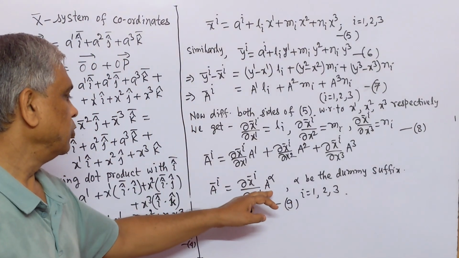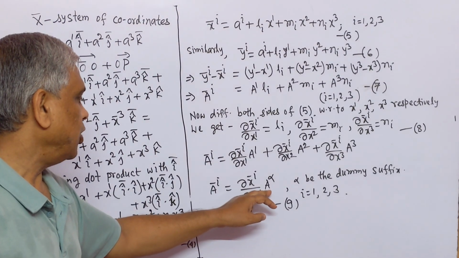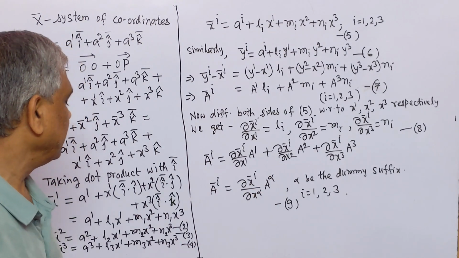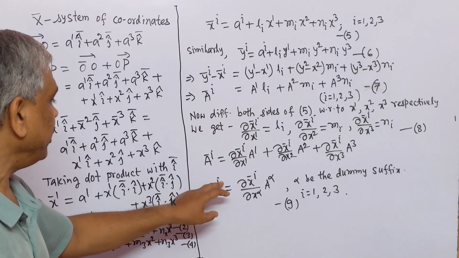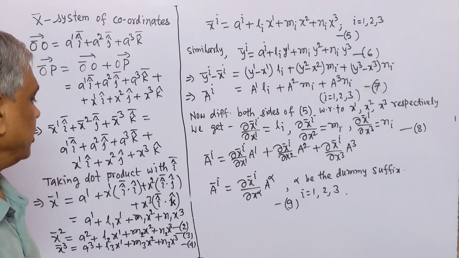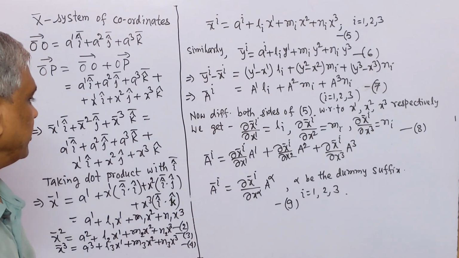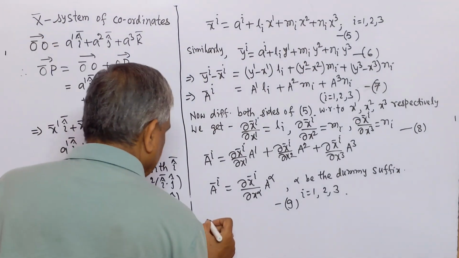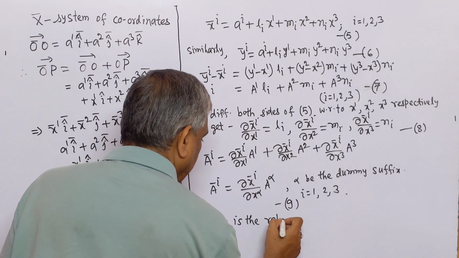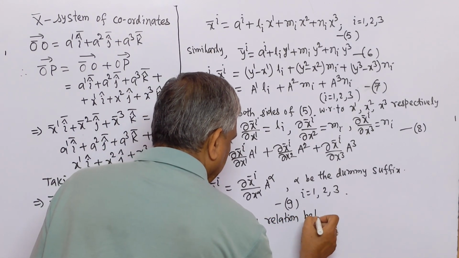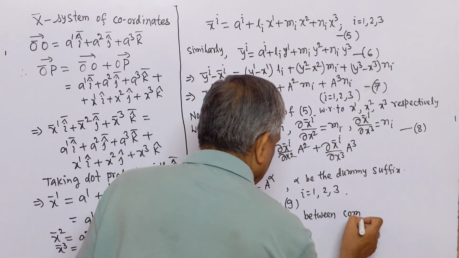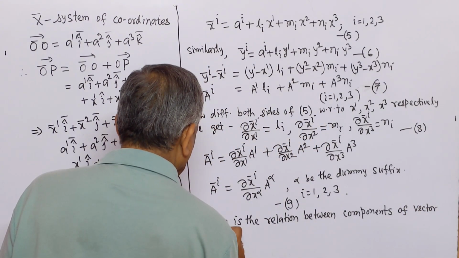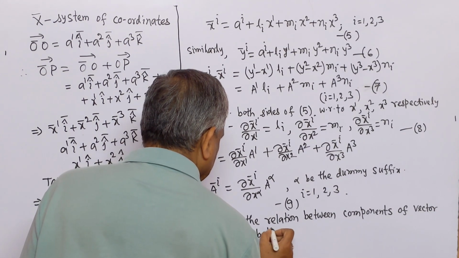This is number 9. Here we see that we get 3 components of vector PQ in the X system of coordinates A1, A2, A3, and in the X bar system of coordinates A bar 1, A bar 2, A bar 3. So this is the relation between the components of vector PQ in both systems of coordinates.